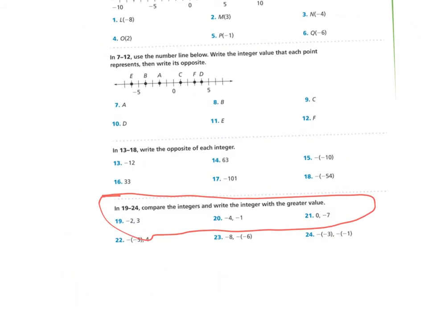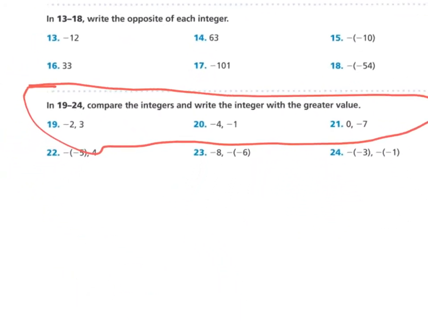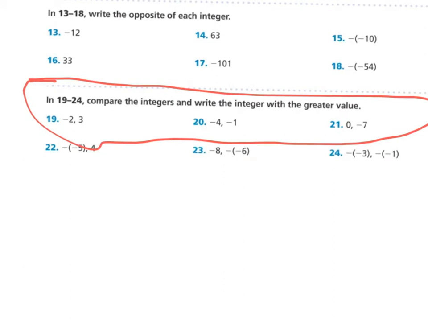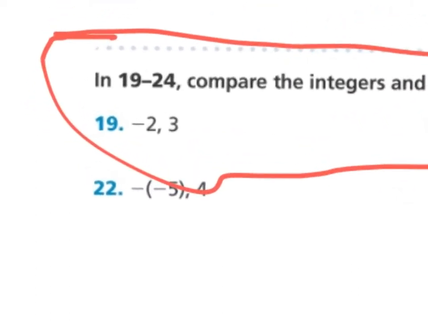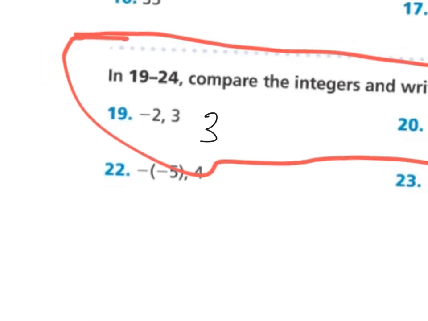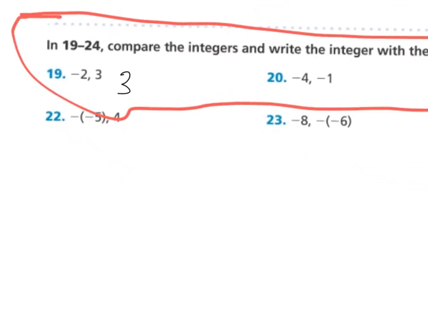So if we look down at 19 through 21, they want us to compare the integers and write the integer with the greater value. So we're just looking at these numbers and writing down which one's the greater value. So on 19, we have negative 2 and 3. So for this problem, 3 is greater. A positive number is always greater than a negative number. For number 20, we've got negative 4 and negative 1. That would be negative 1.